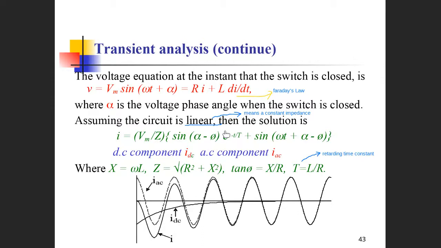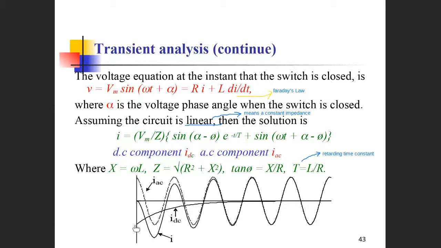an exponential form. The sine alpha minus theta is a constant, right? Once alpha is given and phi is given, sine alpha minus phi will be given. Vm over Z is a constant. Sine omega t plus alpha minus theta is a sine waveform, which has a phase angle difference from the voltage. The phase angle difference is phi, the impedance angle. Remember that voltage and current always have an impedance angle difference.